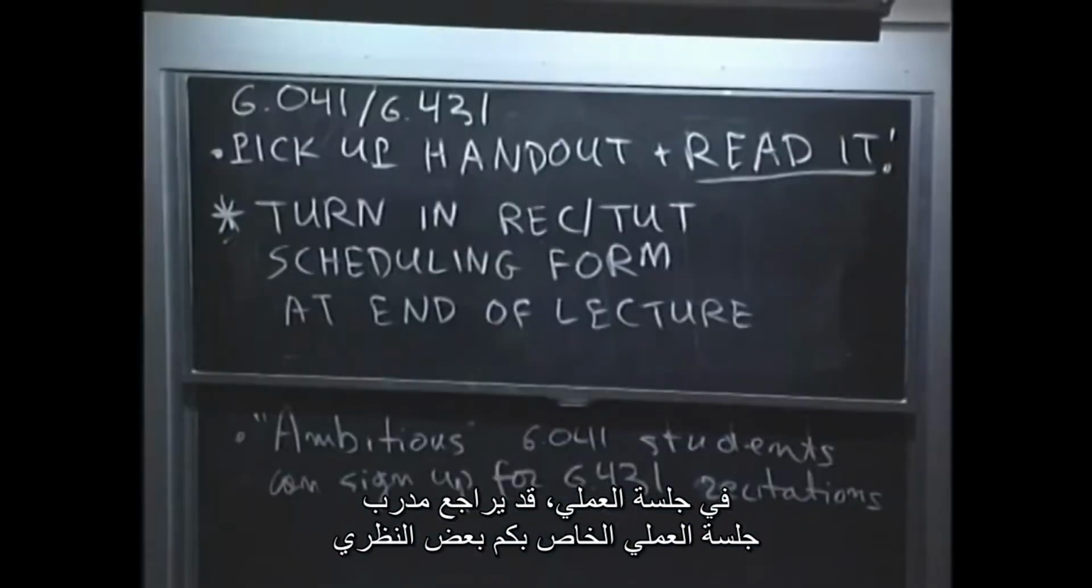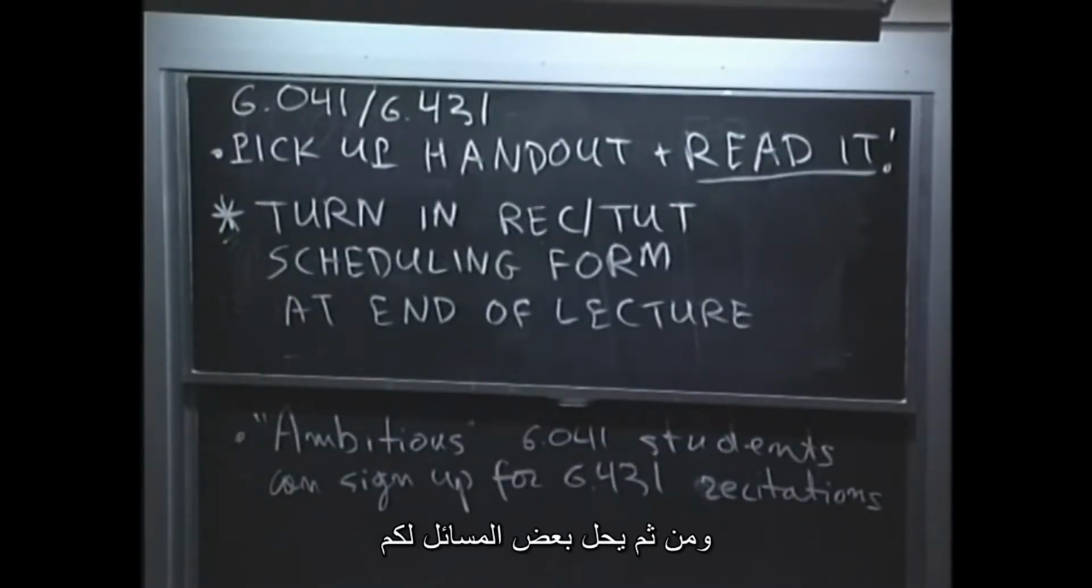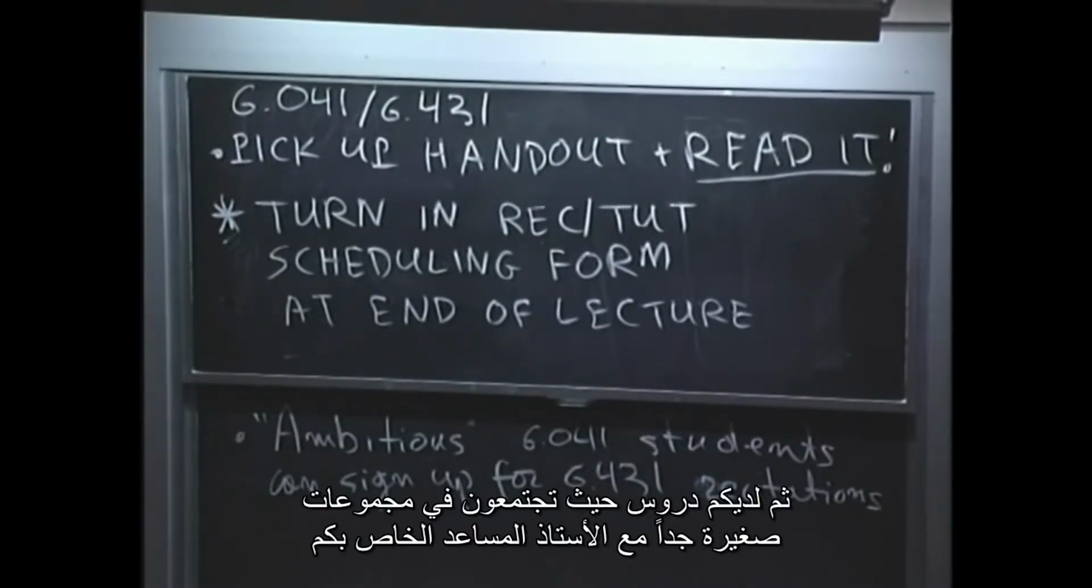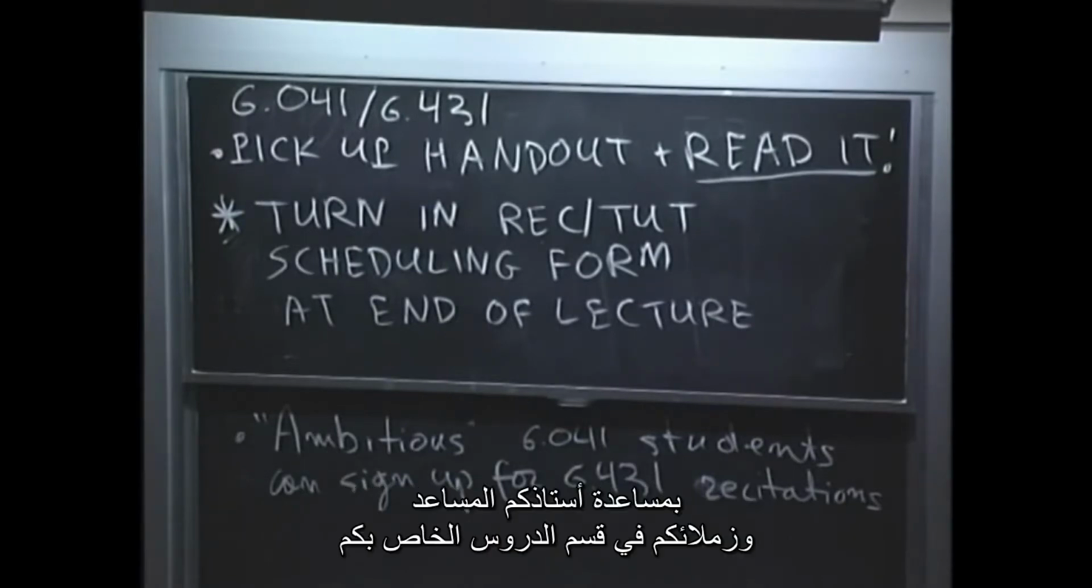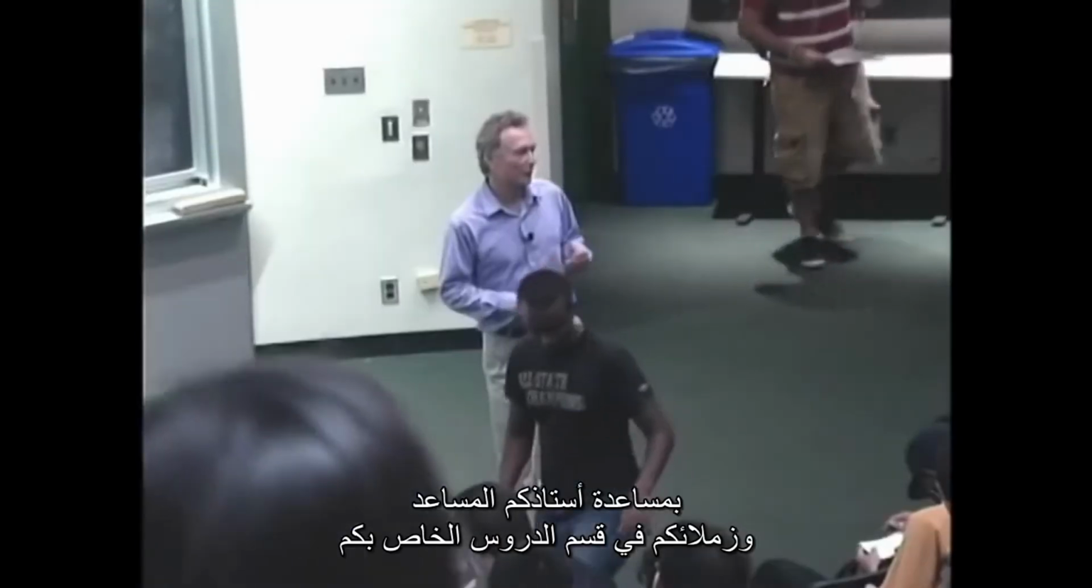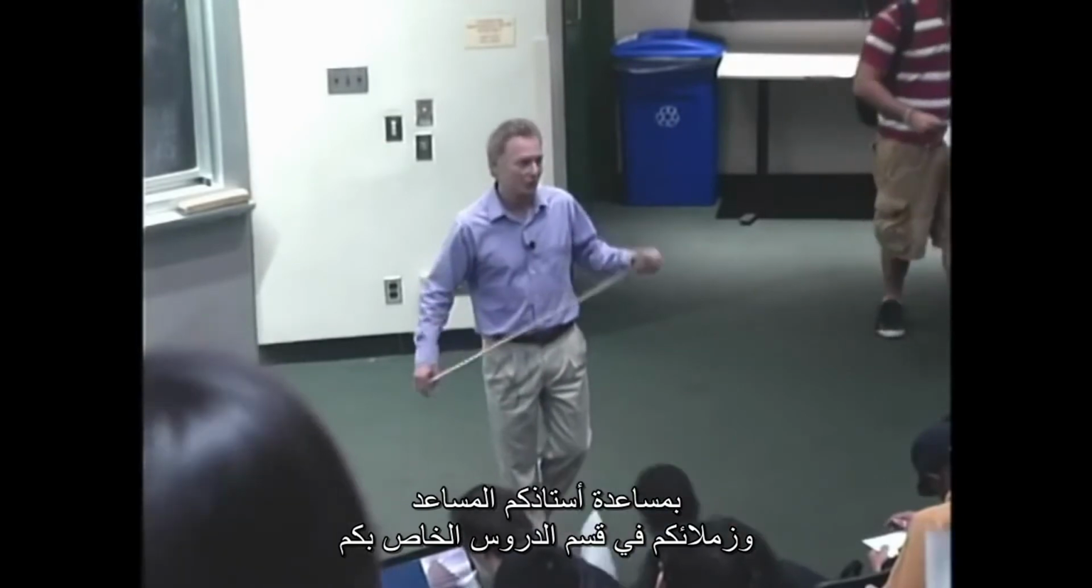So what happens in recitation? In recitation, your recitation instructor is going to maybe review some of the theory and then solve some problems for you. And then you have tutorials where you meet in very small groups together with your TA. And what happens in tutorials is that you actually do the problem solving with the help of your TA and the help of your classmates in your tutorial section.